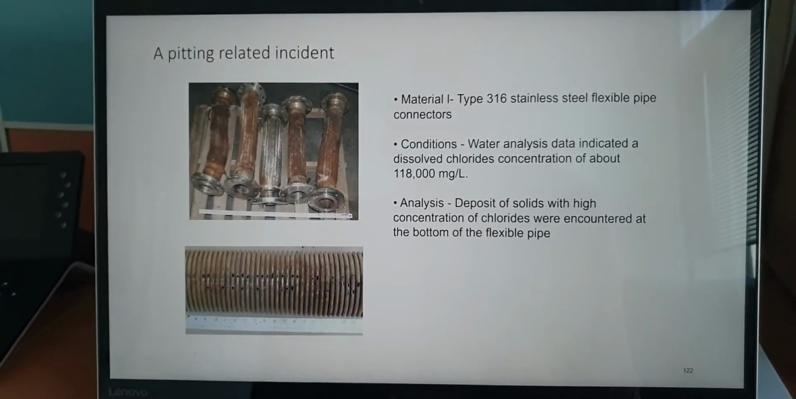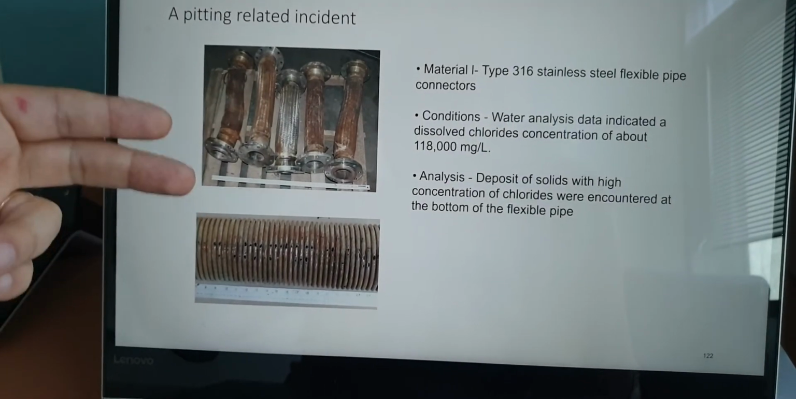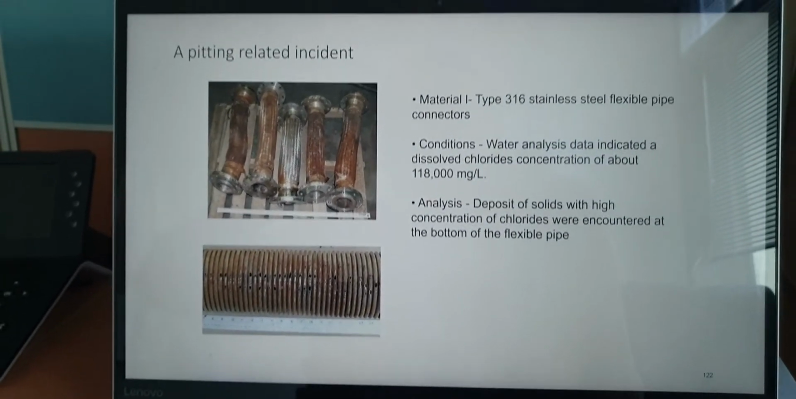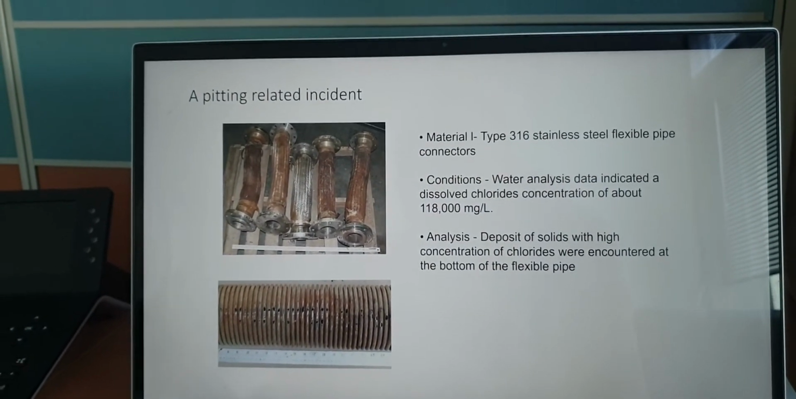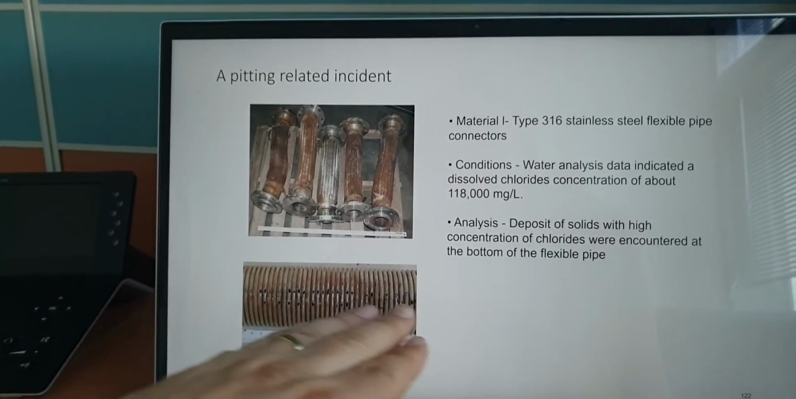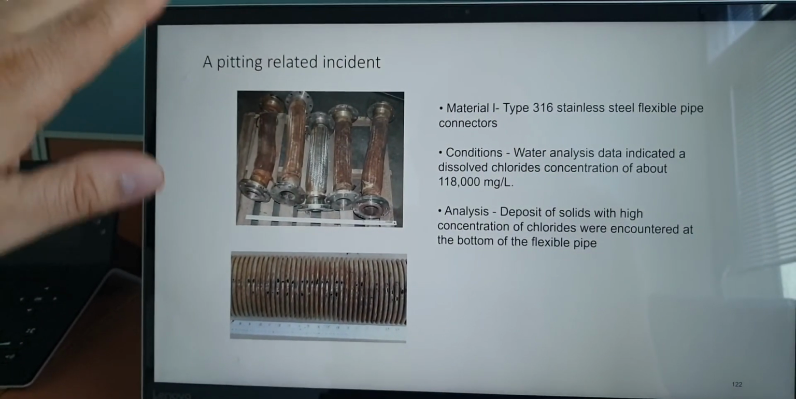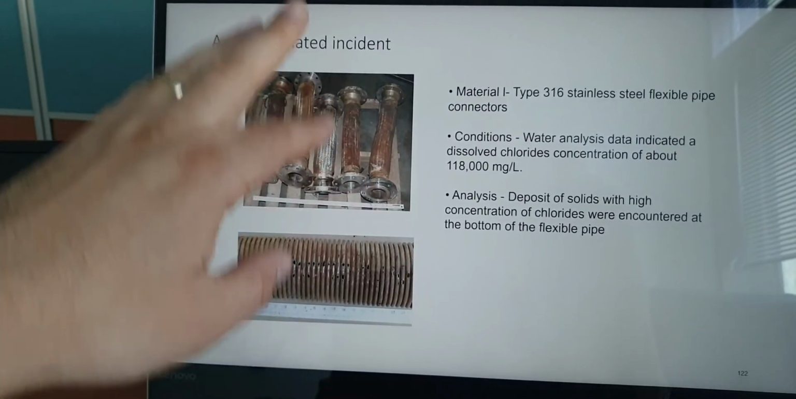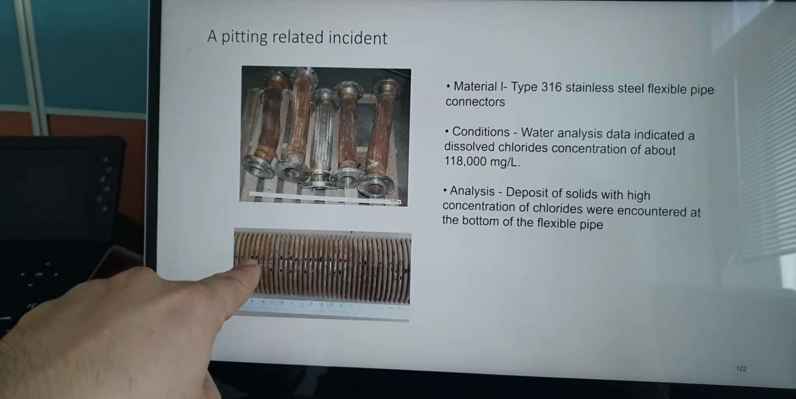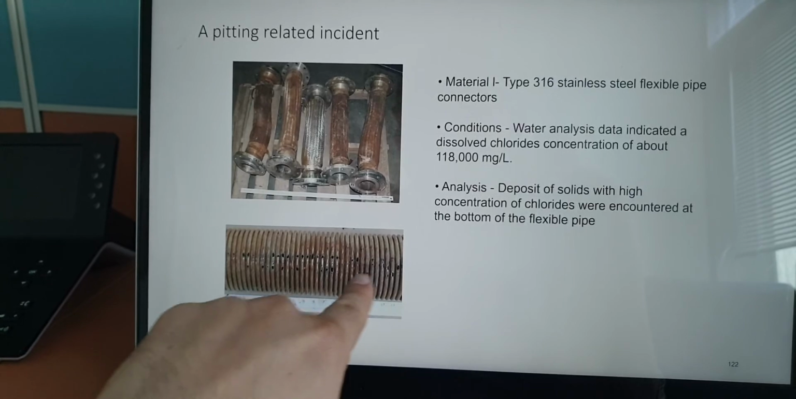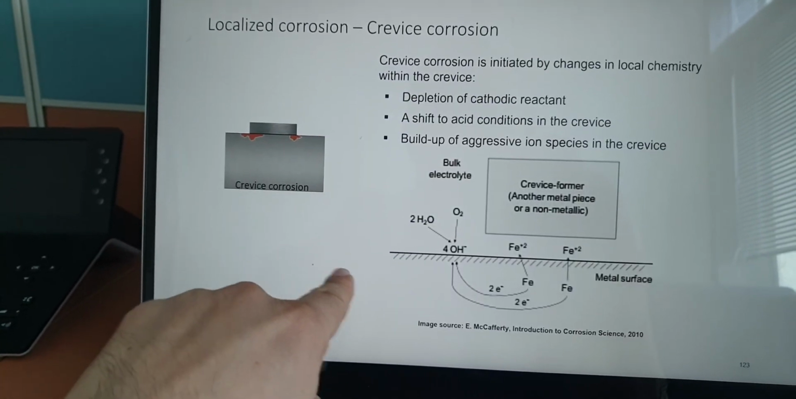There are some incidents, as we discussed when we talked about stainless steel. Stainless steels are prone to pitting because the passive layer can be depleted or lost, and when the passive layer is compromised, we can have pits all along the line, and this is how it looks, the pitting all along the line.